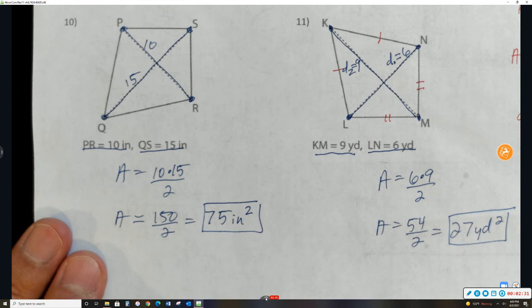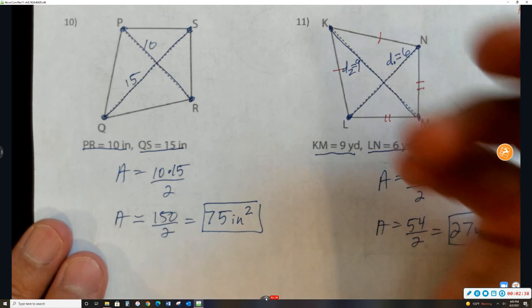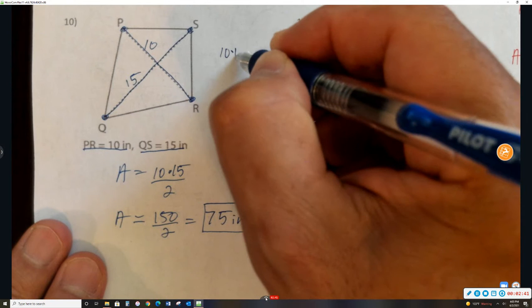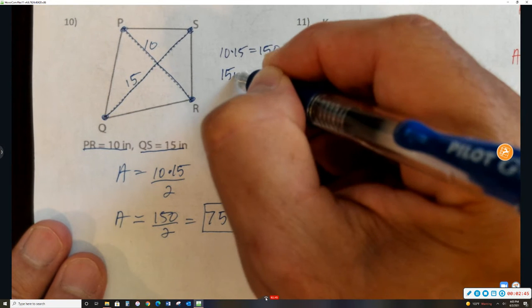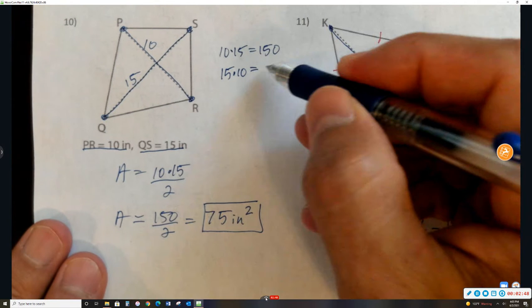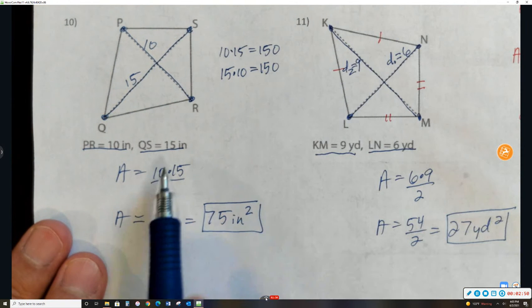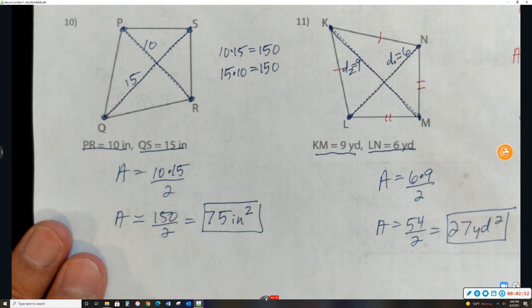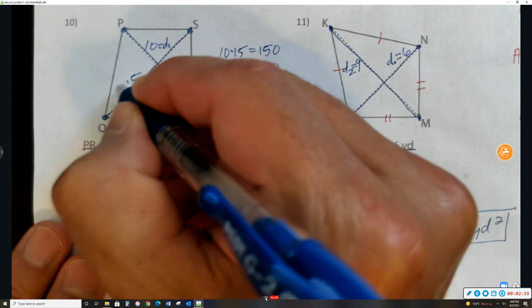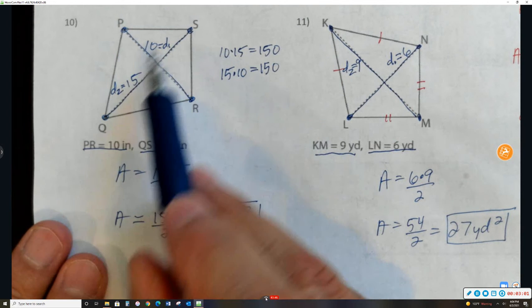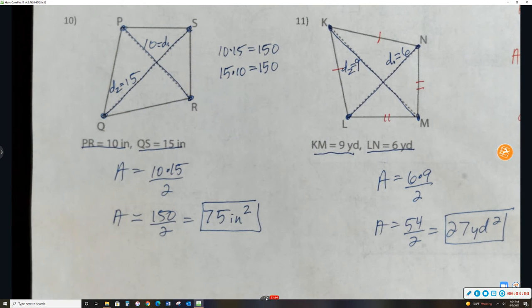And somebody in class said, hey, mister, doesn't it matter if we write 10 times 15 or 15 times 10? And it doesn't. That's one of the good things about multiplication: it's commutative, meaning it does not matter the order in which you write it, it's the same. So technically it doesn't matter which one you call D1 and D2. Just for now, I guess I could call that one D1 and that one D2. And that is it.